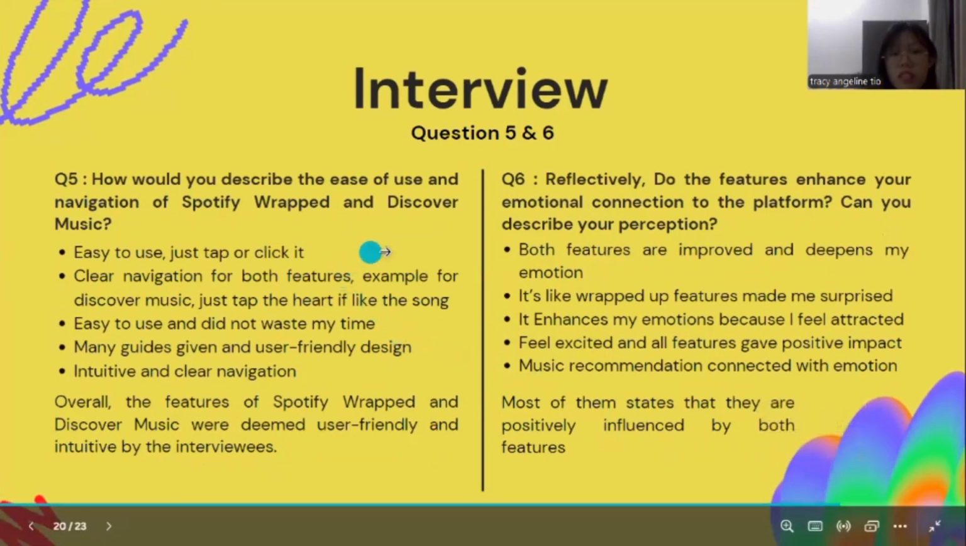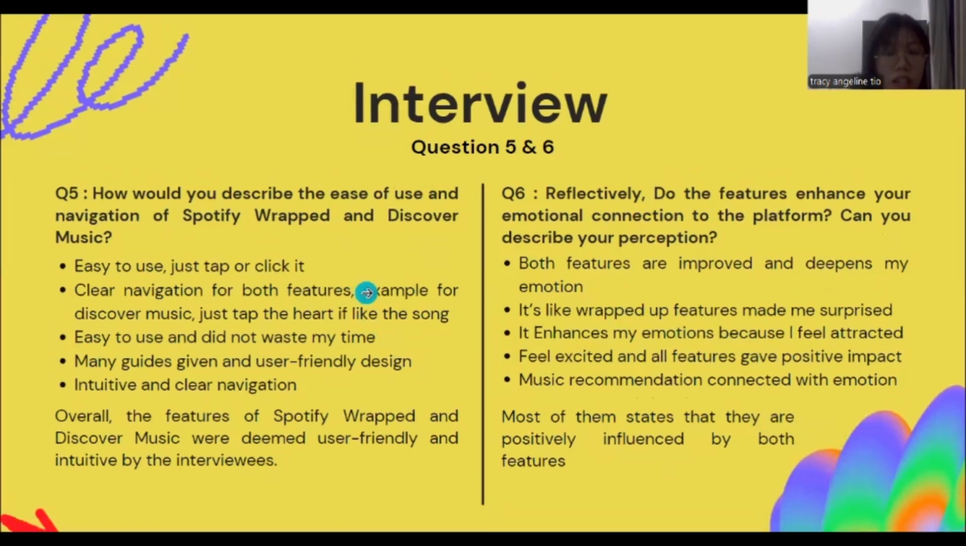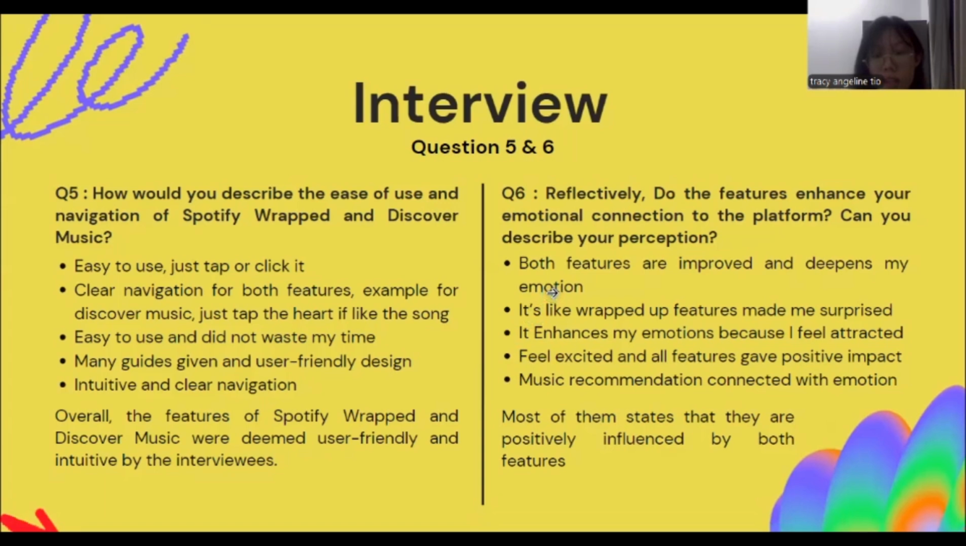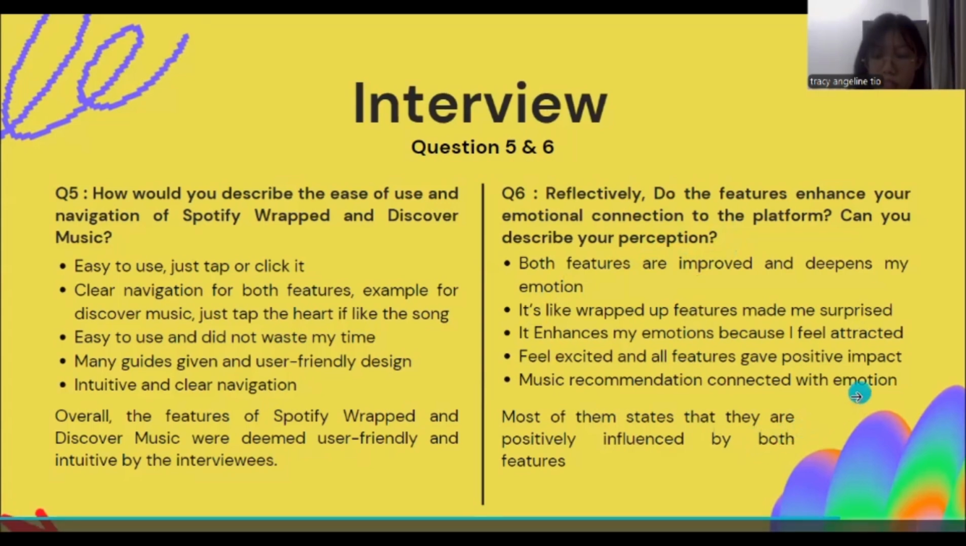The fifth question is to describe the ease of use and navigation of Spotify Wrapped and Discover Music. Overall, from the answers, the features of Spotify Wrapped and Discover Music were deemed user-friendly and intuitive by the interviewees. The last question is about the reflective parts. Do the features enhance your emotional connection? From their answers, they stated that they are positively influenced by both features.